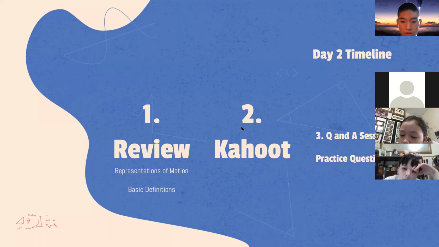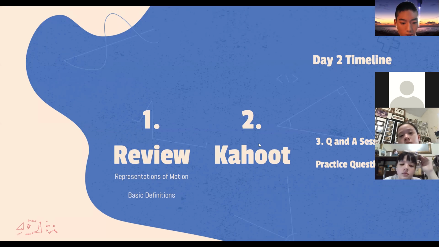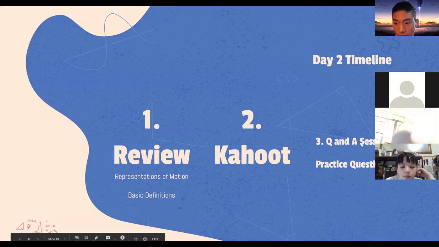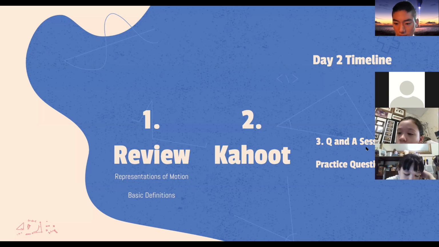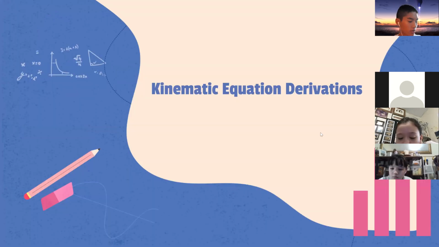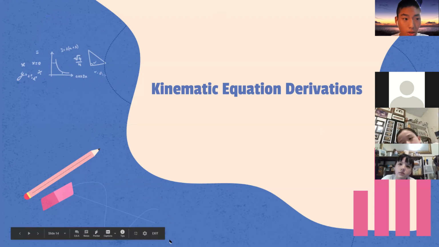All right, so the first thing, as I said, we'll be doing a review of representations of motion and basic definitions like vectors and scalars. And then after that, we'll be doing the Kahoot. And lastly, we'll be doing the Q&A session, as well as a practice question set if we have time for that. All right, so first I would like to go over the kinematic equation derivations. So let me just annotate it.